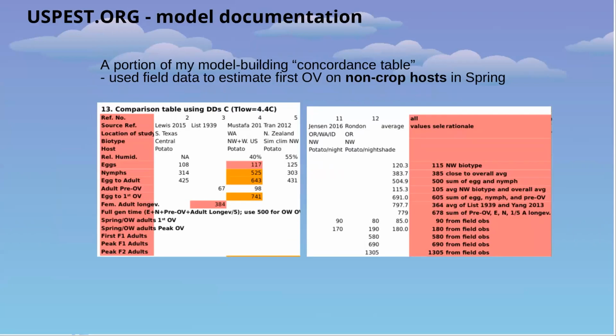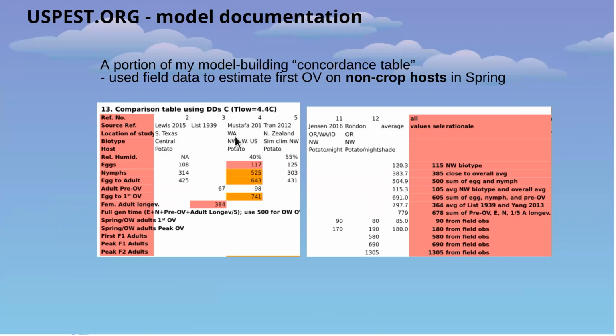So if you take the overall results for different degree day requirements that were all fitted using a lower threshold that I settled on of 4.4 Celsius, for all of the studies, we determined the degree days for each life stage. And then I did kind of a weighted average and kind of a little bit of a rounding exercise. So 504.9 just became 500 for the sum of egg and nymph degree days. And of course, that's well within the range. We get a pretty wide range of results here.